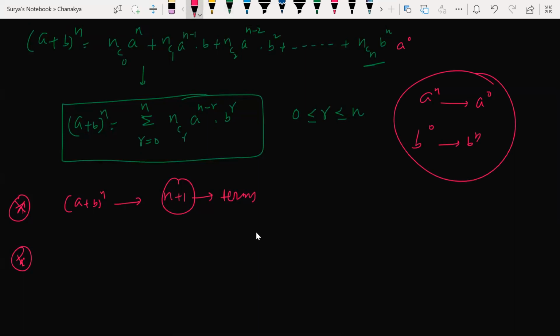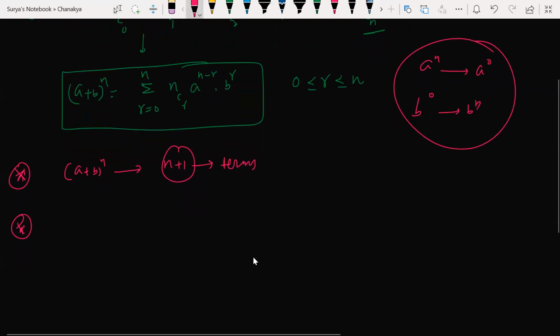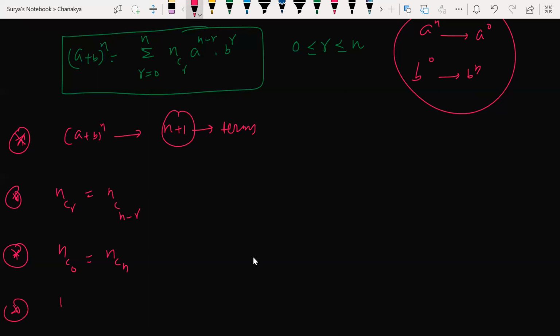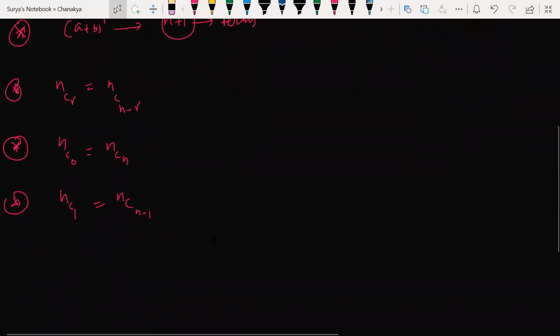Now in each term, we know that nCr is equal to nC(n minus r), correct? And we know that nC0 is equal to nCn. We have learnt nC1 is equal to nC(n minus 1). Cool. nC0 is equal to nCn. nC1 is equal to nC(n minus 1).